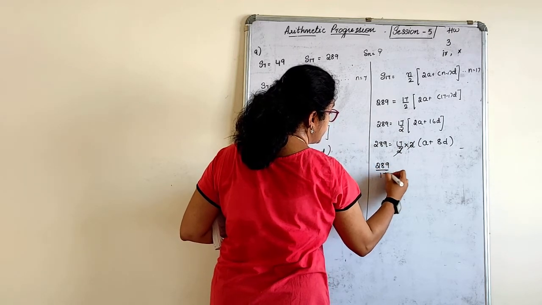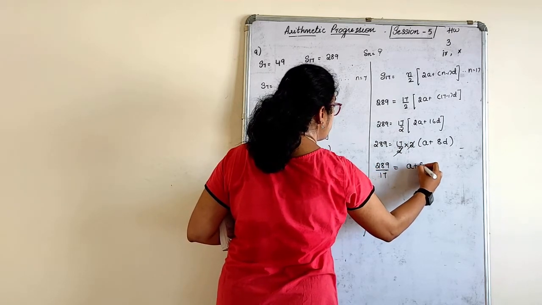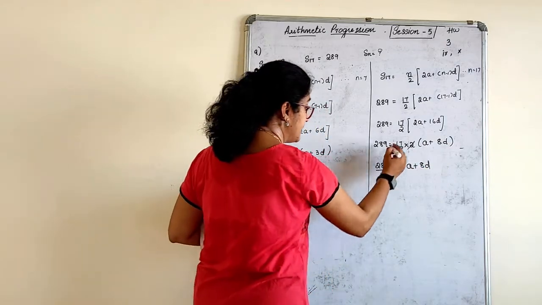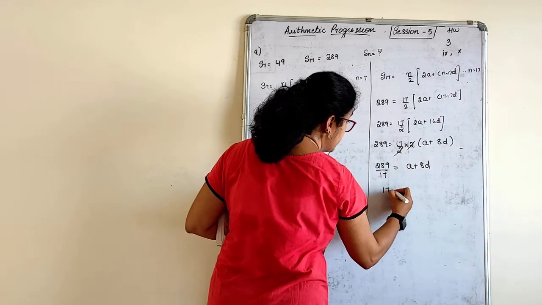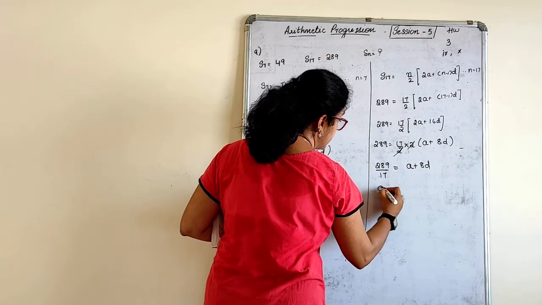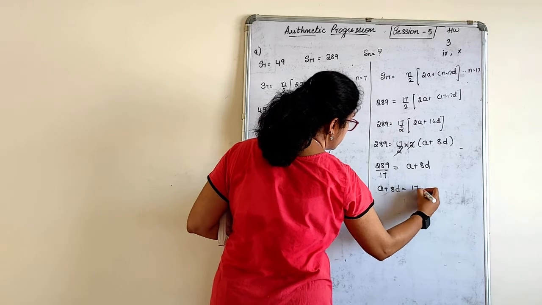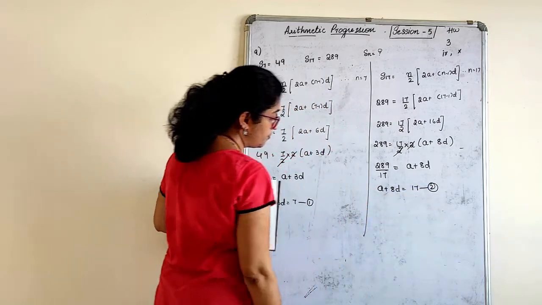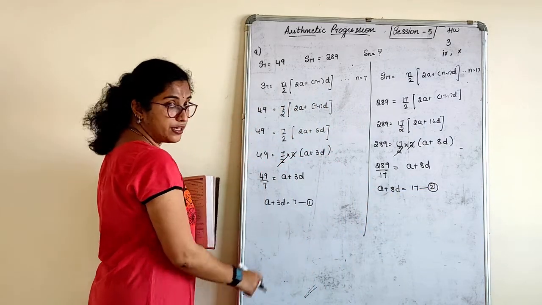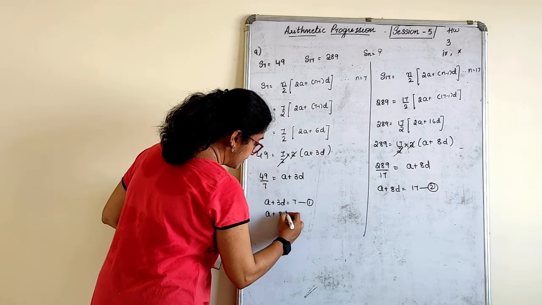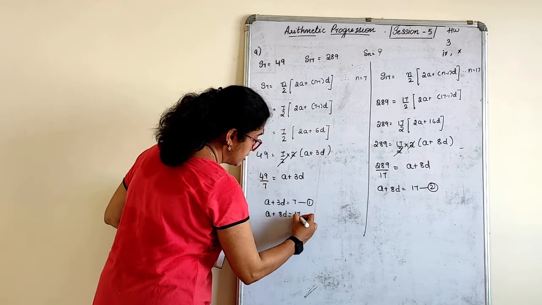289 divided by 17 is equal to a plus 8d. 289 is a perfect square of 17. 17 ones are 17, 17 sevens are 289. So I will write this as a plus 8d is equal to 17, equation 2. Okay, I'll solve here only. I'll take that equation here and solve. A plus 8d is equal to 17.